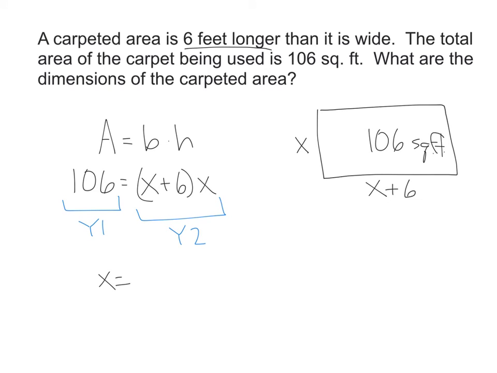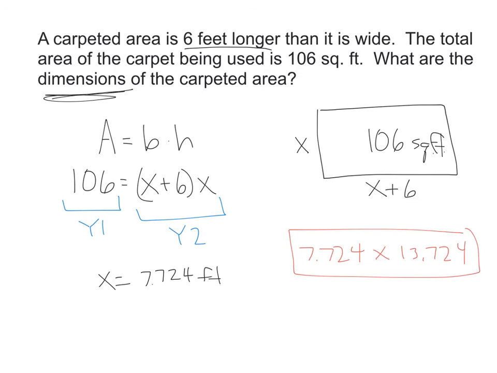Go ahead and try it on your calculator and check to see if your answer is right. Okay, again, there are 2 different locations that your parabola will cross your line at 106 if you change your window. The first one's at negative 13 point something. We can't have a negative 13 for a length in our picture. And the second answer is 7.724. So the dimensions are 7.724 by 13.724. And we get that second value right here because we add 6 to what x is.